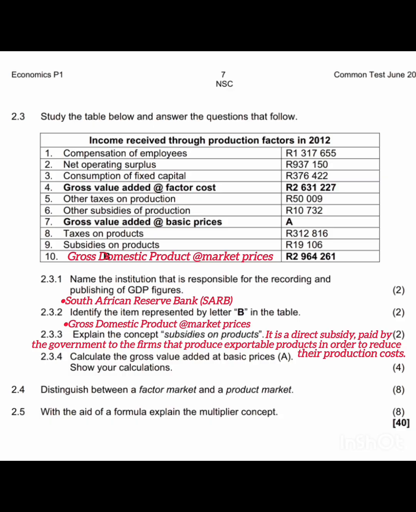Then we have 2.3.4. Calculate the gross value added at basic prices. So it's going to be 2,631,227 plus 50,009 minus 10,732, which is going to give us 2,670,504. So that's how we're going to calculate.